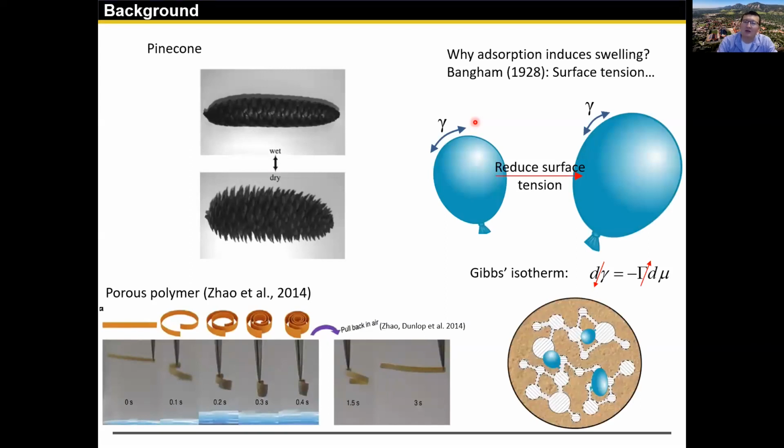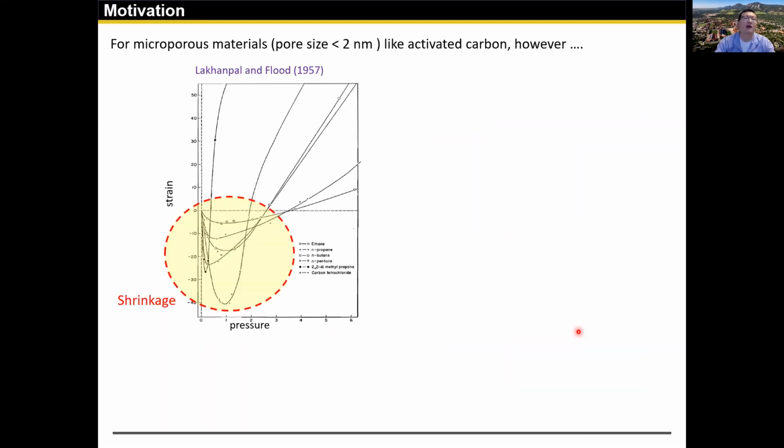So why absorption-induced swelling? Bangham gave his explanation that it's all due to surface tension. Imagine a balloon: when the tension on the rubber membrane relaxes, the balloon will naturally expand. The same thing happens during absorption. Even by the Gibbs isotherm, the more you absorb, the less surface tension it has, then the more relaxed the skeleton is, and it will generate the expansion of the porous material.